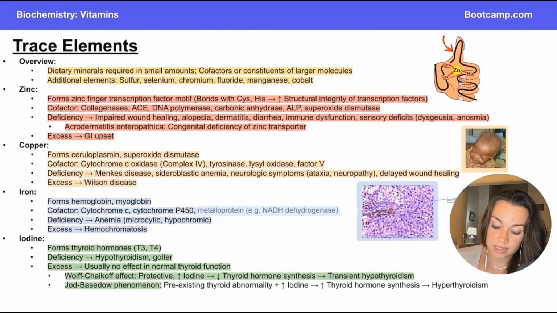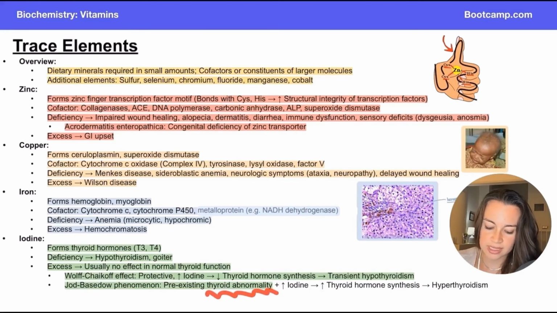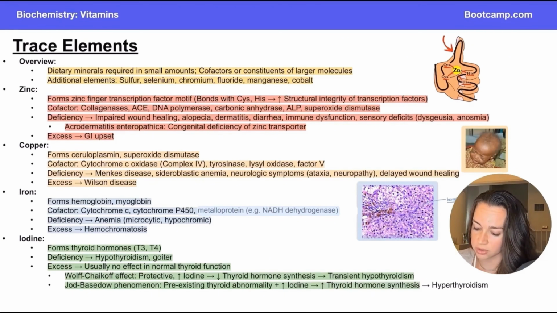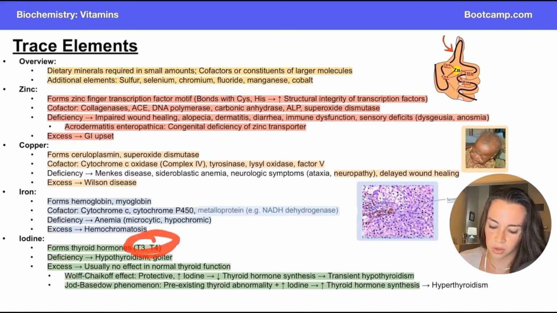So in someone with a pre-existing thyroid problem, when they encounter a period of high iodine in their body, their thyroid abnormality means that they don't have that protective Wolff-Chaikoff effect. Instead, the increased iodine will actually increase their thyroid hormone synthesis. So they'll take all that iodine that's coming in and they'll synthesize thyroid hormone with it, as opposed to suppressing that synthesis. And in those patients, that will lead to hyperthyroidism. Like we said, though, that won't be a problem in patients with a normal, healthy thyroid.